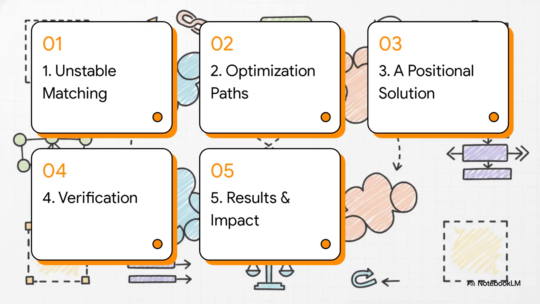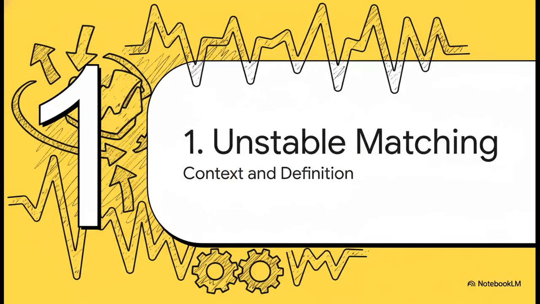So here's how we're going to break this down. First, we'll get a handle on what this unstable matching problem actually is. Then, we'll dig into why it happens, what the paper calls multi-optimization paths. After that, we'll look at the really clever position-supervised solution they came up with. We'll check out the data to see if it actually works, and then wrap up with the impressive results and what it all means.